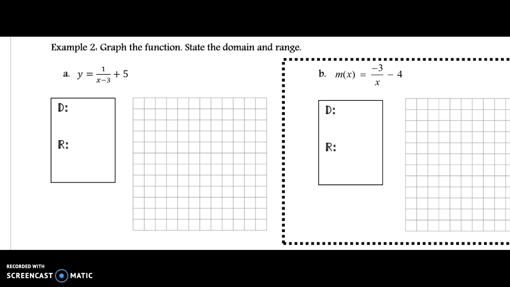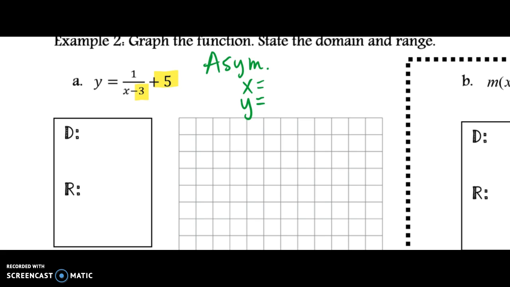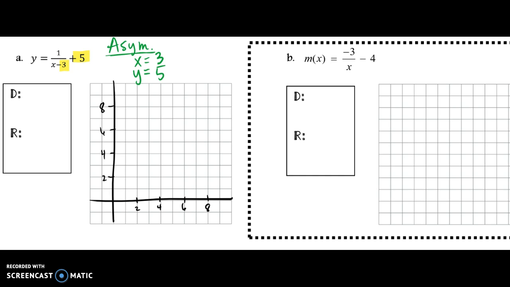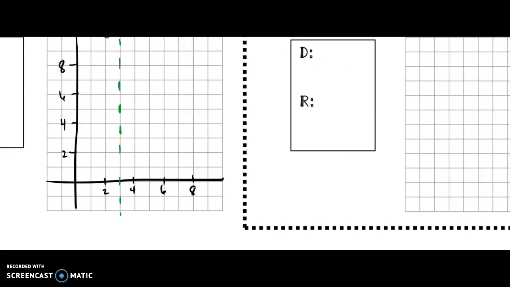Okay, so for this one, we just have to graph the function and state the domain and range. So remember, step 1 is to figure out what h and k are, our asymptote. Okay, this time we are given an h and a k. H is 3 and k is 5. Our next step would be to draw our asymptotes. So x equals 3 right about here, and then y equals 5 right here.